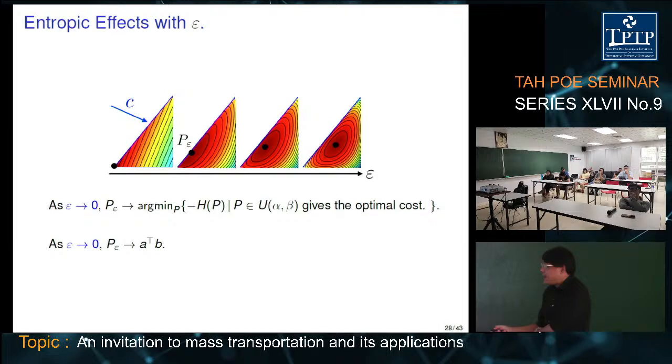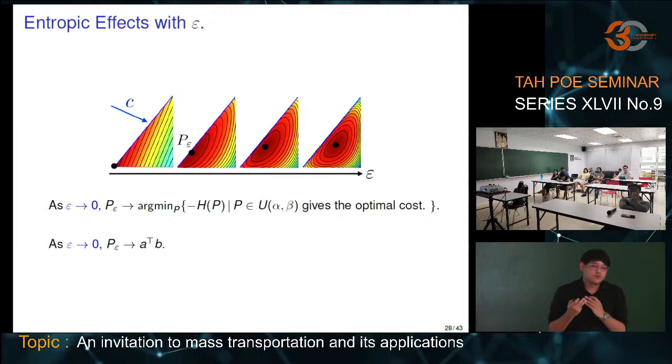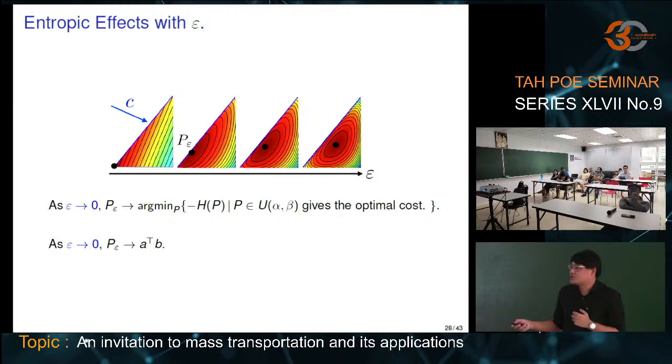So as your epsilon goes to infinity, we can see that the solution goes to this product. And by epsilon going to this product, it means it will converge to the coupling which gives you maximal entropy, and not a solution of the original problem at all. And this is the illustration.